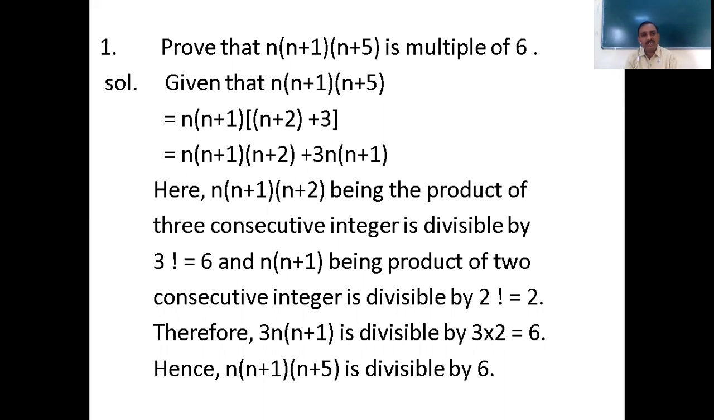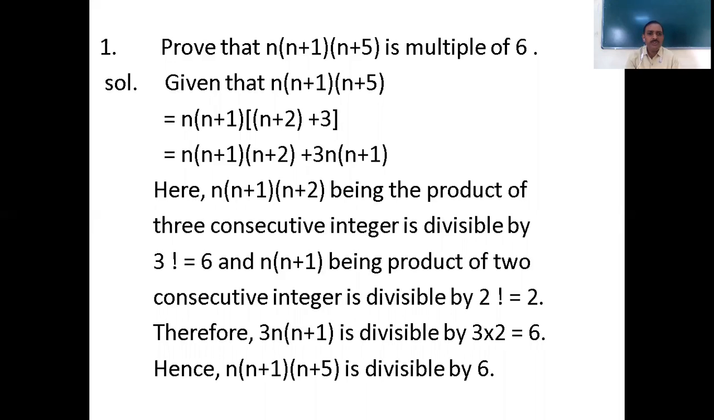The first example is: prove that n into n plus 1 into n plus 5 is a multiple of 6. Given n into n plus 1 into n plus 5, we have to split n plus 5 here. So we split it in the manner n into n plus 1 into n plus 2 plus 3, multiply inside. So we get n into n plus 1 into n plus 2 plus 3 n into n plus 1.